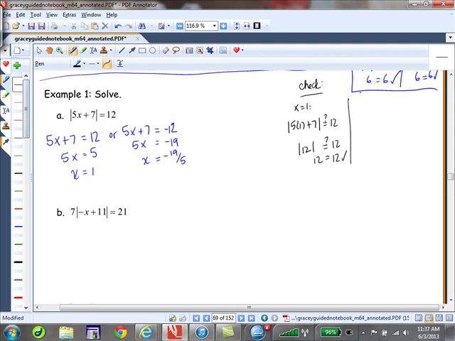And then for x equal to negative 19 fifths, we have the absolute value of 5 times negative 19 fifths plus 7. Is that equal to 12? These 5's divide out to be 1, so we get negative 19 plus 7, which is negative 12 inside the absolute value. Is that equal to 12? 12 does indeed equal 12, so it checks out. Therefore, our solution will be negative 19 fifths and 1.